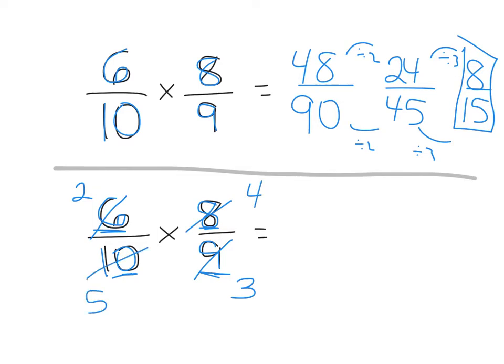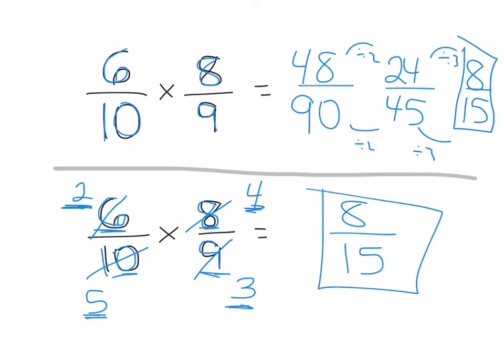Now I have two new numerators, the 2 and the 4, and two new denominators, the 5 and the 3. So I'm going to multiply the numerators. 2 times 4, which is 8, and 5 times 3, which is 15, and I'm done. And my answer doesn't even need to be simplified. In fact, if you find all of the instances where you can simplify, your answer will always be in simplest form as long as you're multiplying proper fractions.